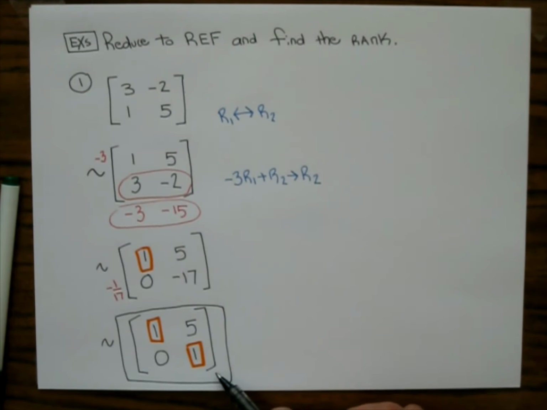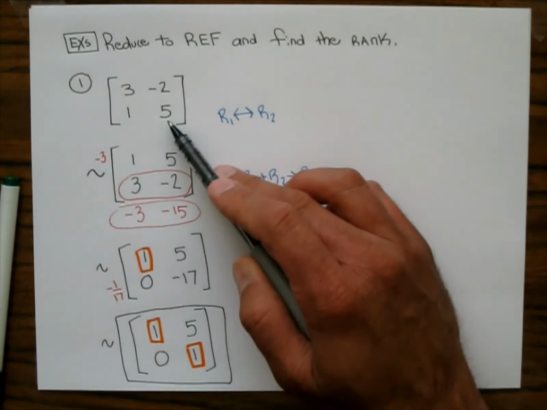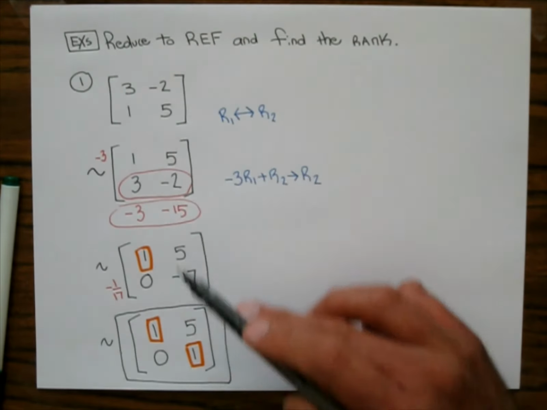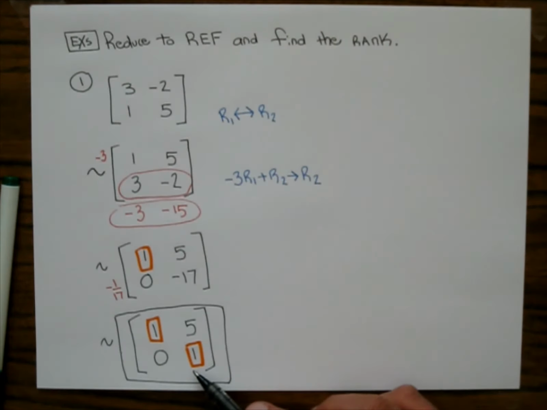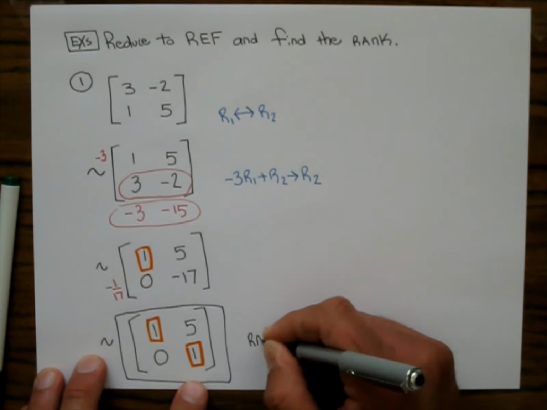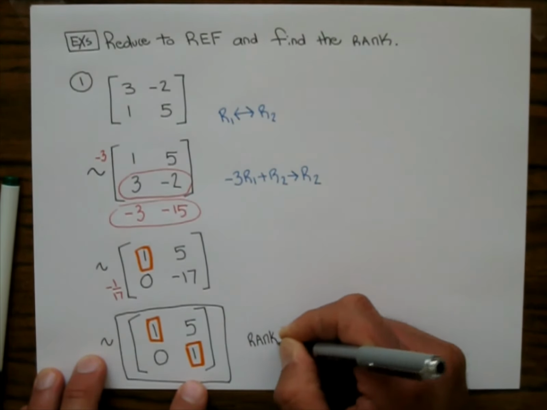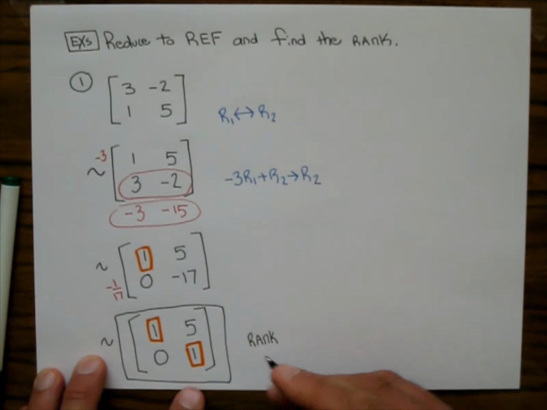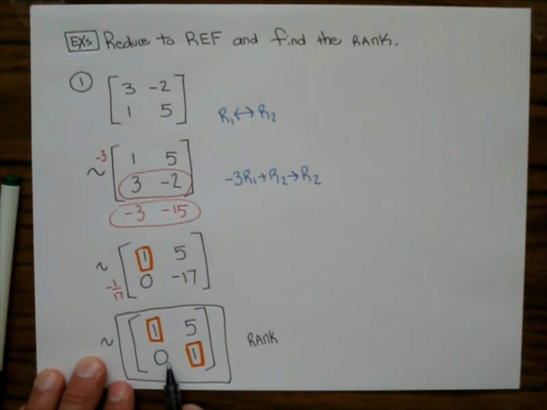Now this answer does not equal our original matrix, because it would have to be identical for it to equal it, but it's row equivalent, and that's going to help us do a lot of things. The other thing that we want to say is, well, what is the rank? The rank of this matrix here is 2.